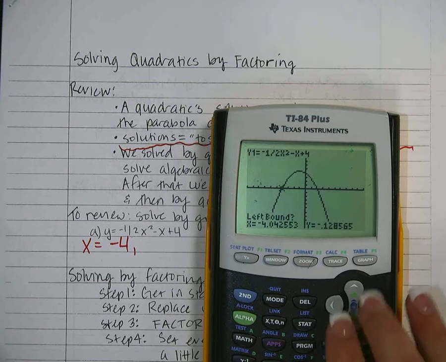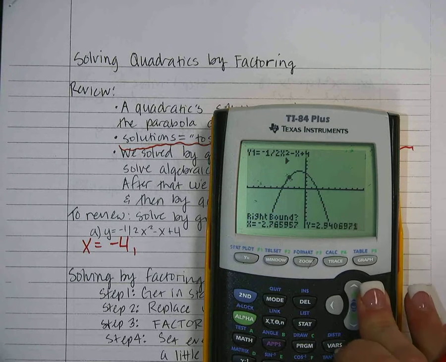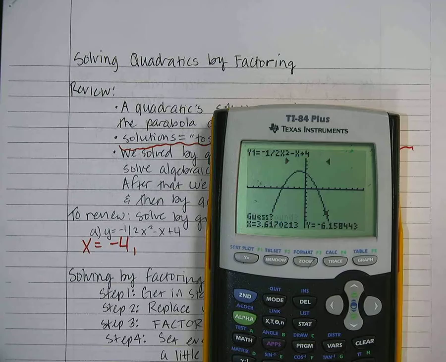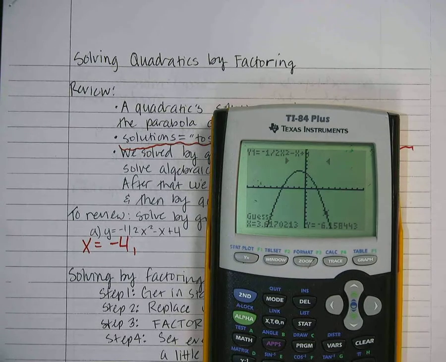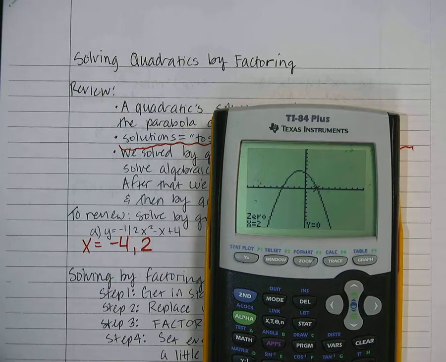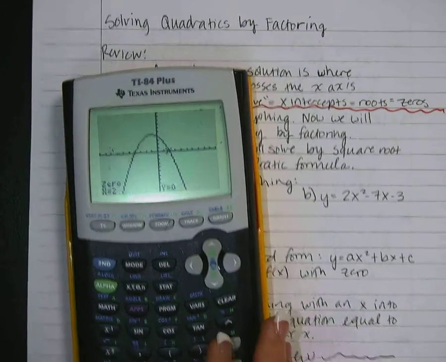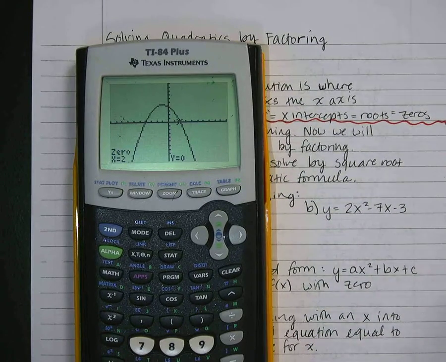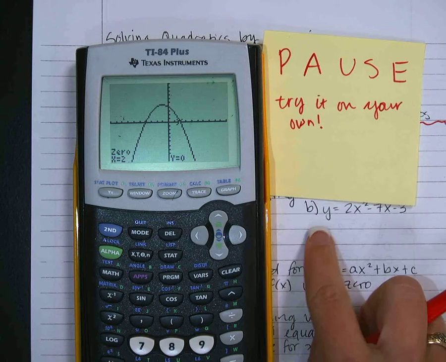Do this process again. Left bound's going to be over here. And right bound will be somewhere across the 0 on the other side. So my 2 arrows are pointing into this 1 0. Press enter one more time. My other 0 is 2. Now y'all do B on your own. So let's pause and y'all do B on your own. Do that one right there.